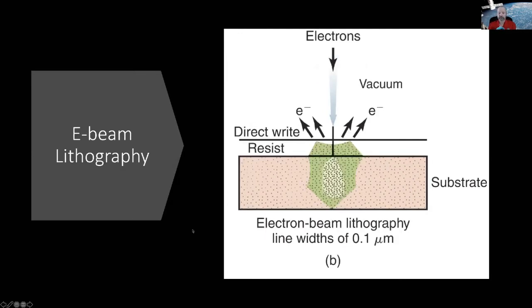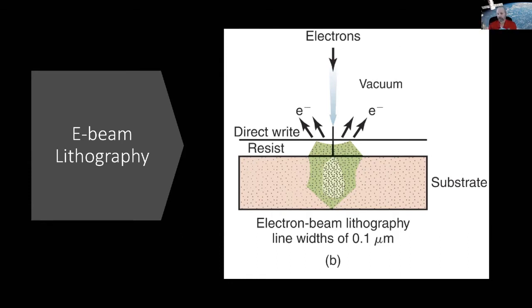You can do direct write with electrons. You can have an electron beam actually write out the pattern on the wafer, right? But it's extremely slow. You can imagine trying to move that electron beam across the wafer to transfer your pattern onto the wafer.